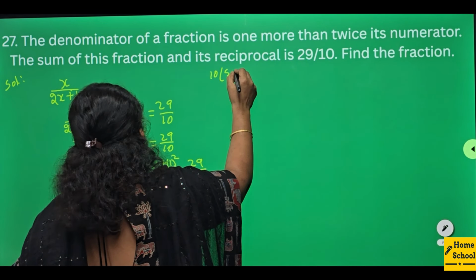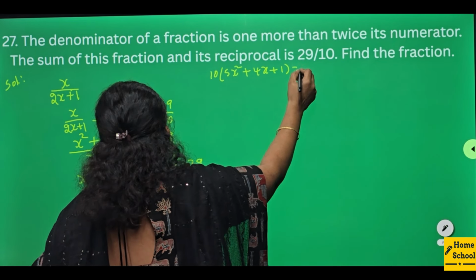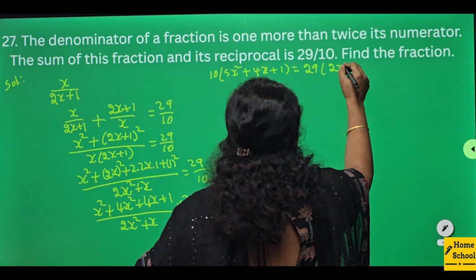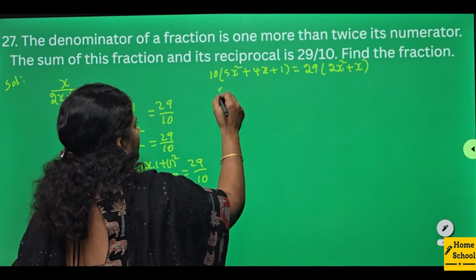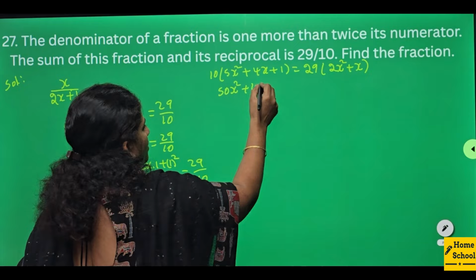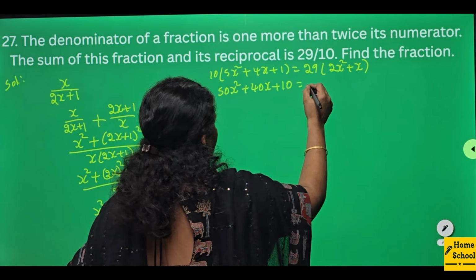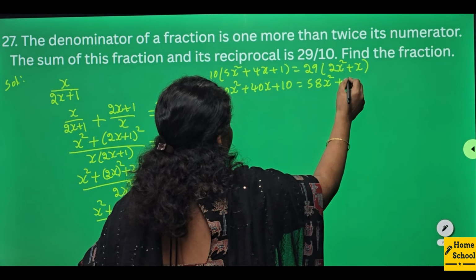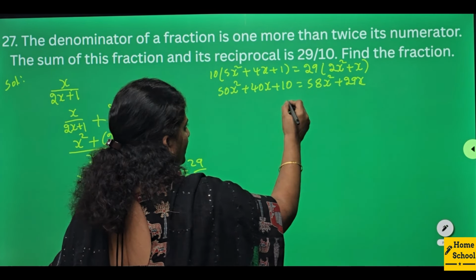10 into 5x square plus 4x plus 1 is equal to 29 into 2x square plus x. Multiply 10: 50x square plus 40x plus 10 is equal to 29 2s are 58x square plus 29x. Bring all the terms to one side.